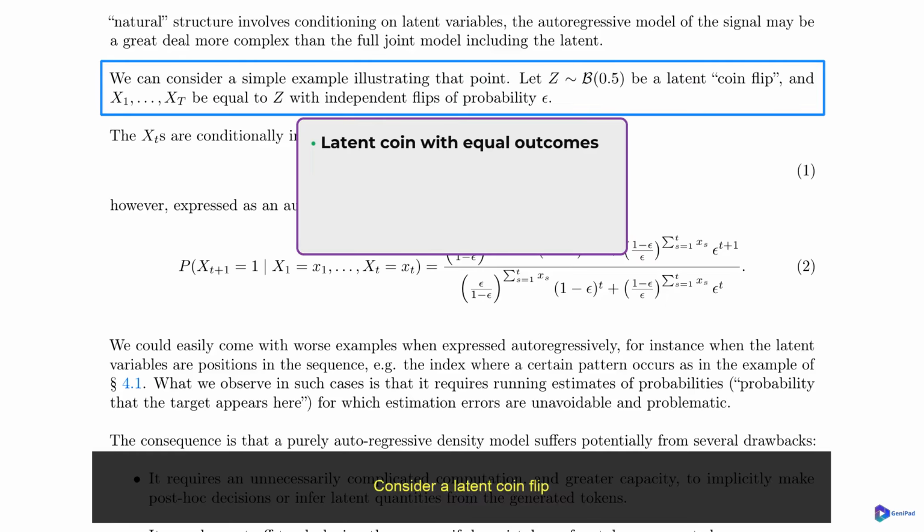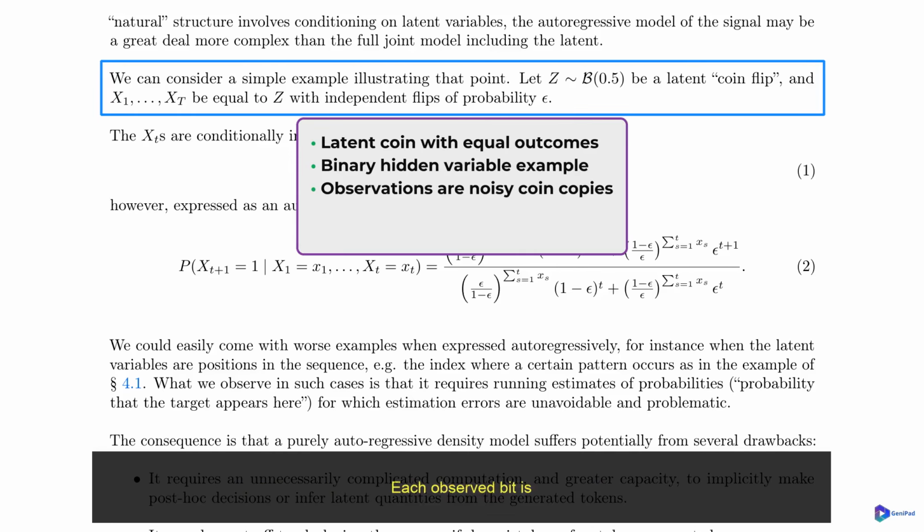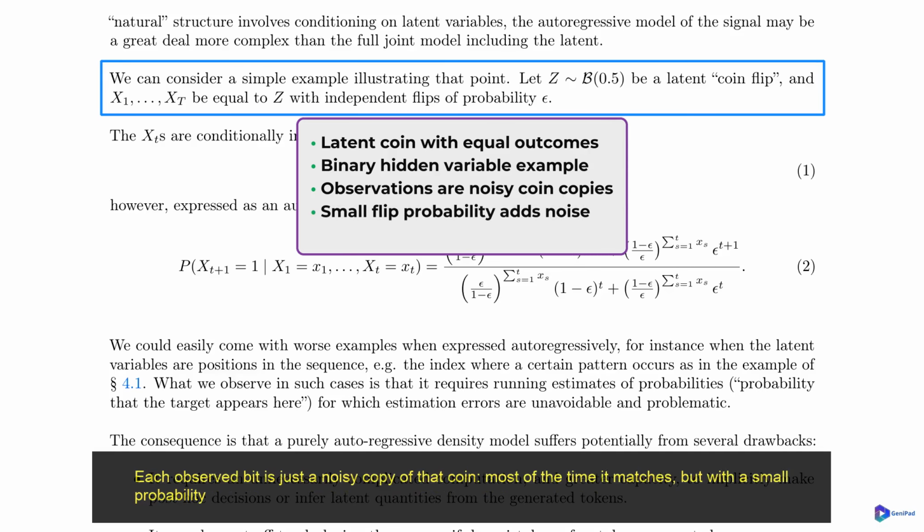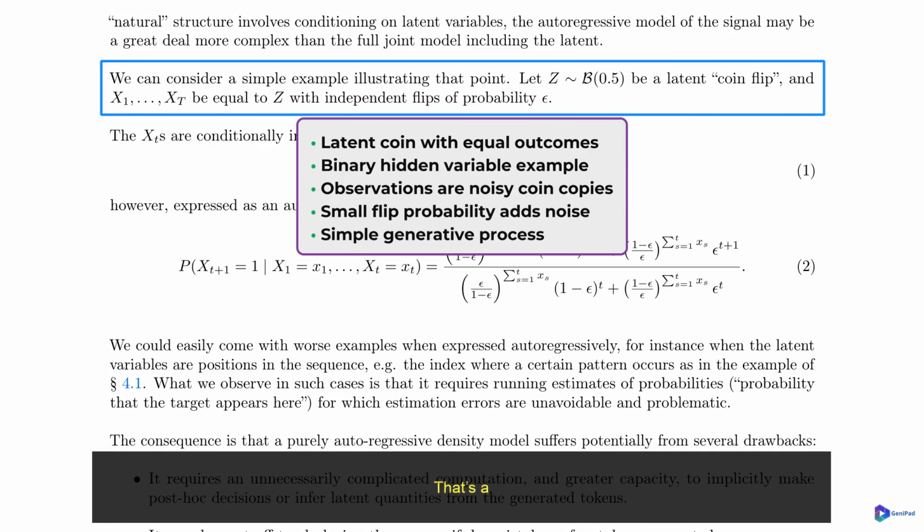Consider a latent coin flip that lands heads or tails with equal chance. Each observed bit is just a noisy copy of that coin. Most of the time it matches, but with a small probability, it gets flipped. That's a clean, intuitive data generation story.